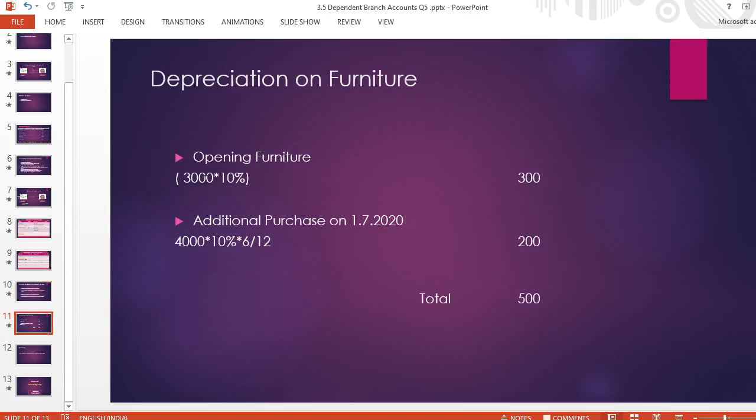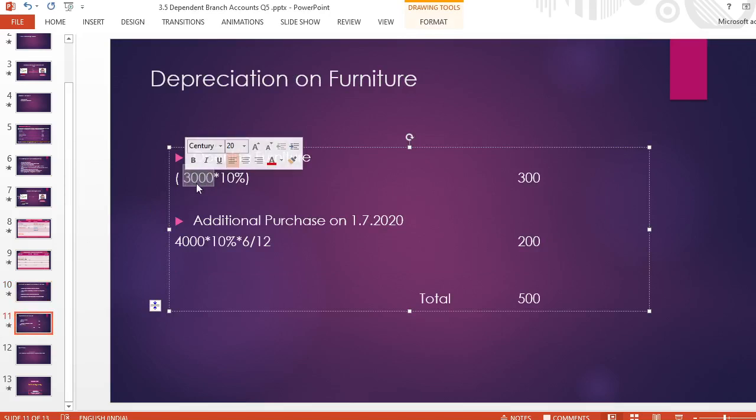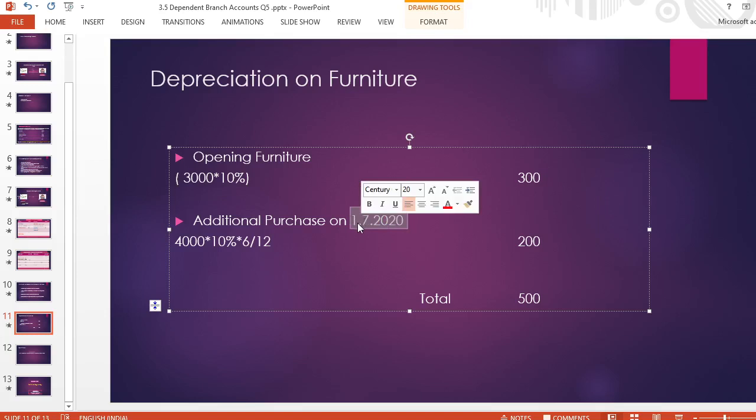So opening furniture, opening balance was 3,000 into 10%. So depreciation is 300. And here additional purchase we have on 1/7/2020. So that is in the middle of the accounting year. So 4,000 worth furniture purchased into 10% depreciation. Again for only 6 months we have to calculate depreciation. So the depreciation is 200. The total depreciation is 500 rupees. So now I'll calculate the closing furniture here.